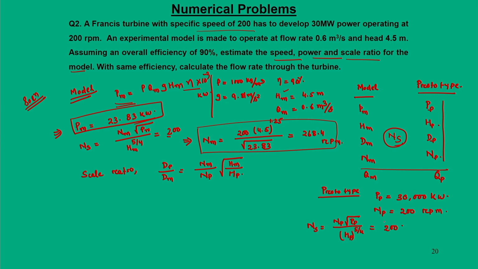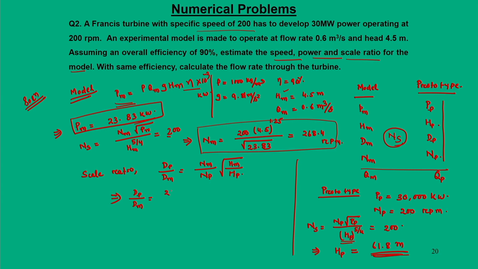And what is not known is Hp. This will give you Hp is equal to 61.8 meter, because Pp is known, Np is known, we do not know Hp. So, Hp is 61.8 meter. Now, from this expression we can calculate dP by dm, that is scale ratio.